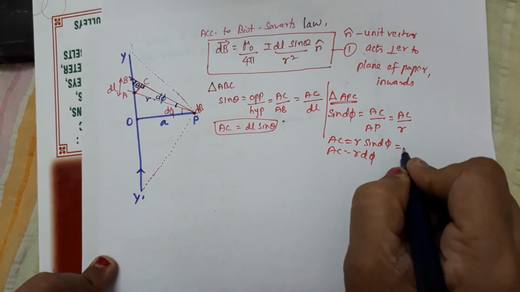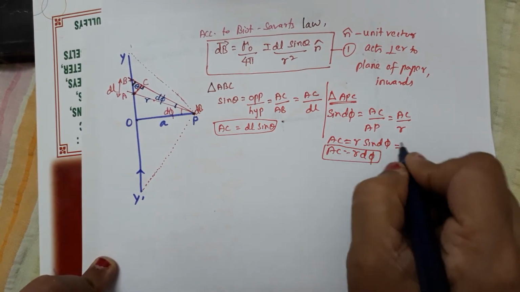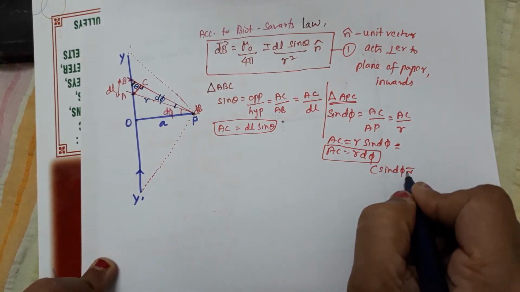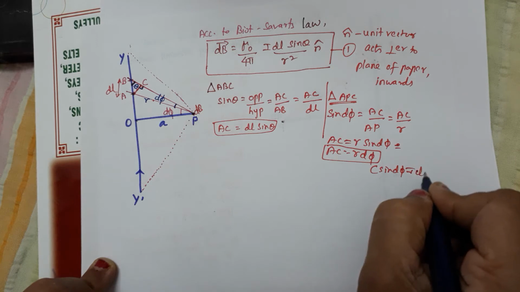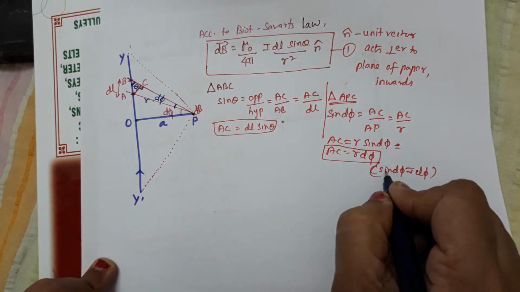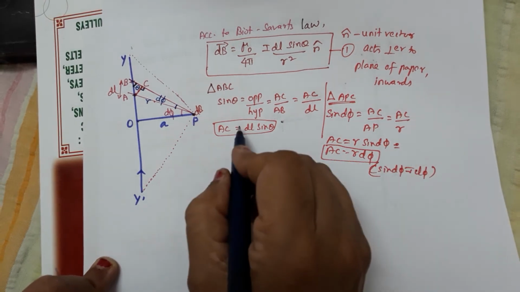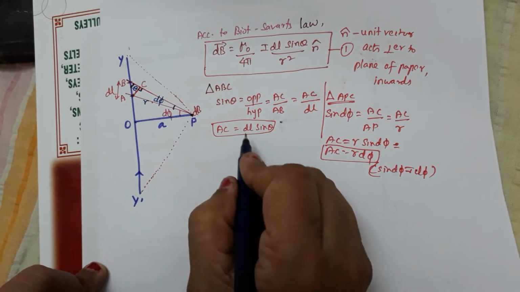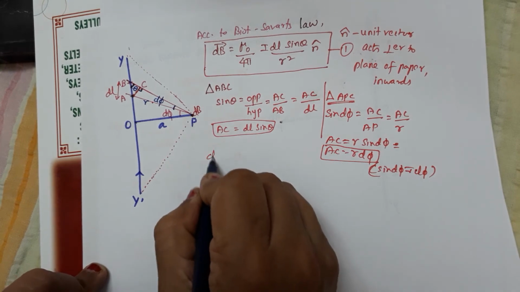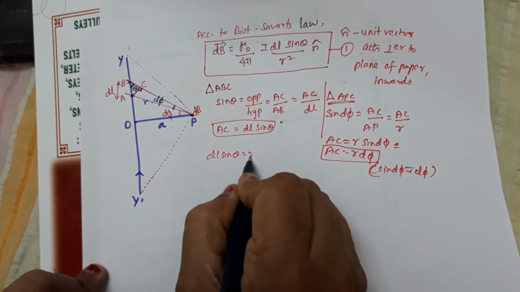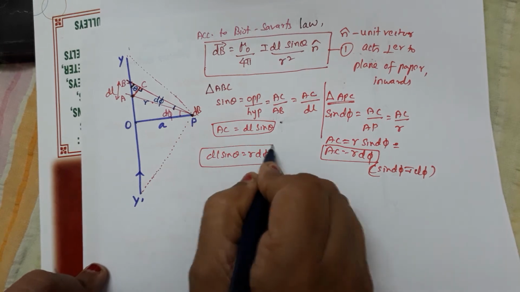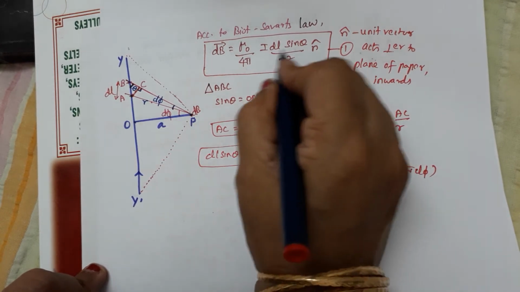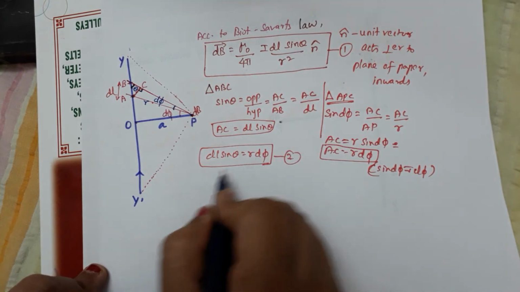So you can write AC as R into d phi. Why? Sin d phi is approximately equal to d phi. The angle is very small, so instead of sin d phi you can write d phi. Now you compare these two, both LHS are the same, right? So you can equate both RHS. You will get dL sin theta is equal to r into d phi. Okay, I will name this as equation 2. Substitute 2 in 1.